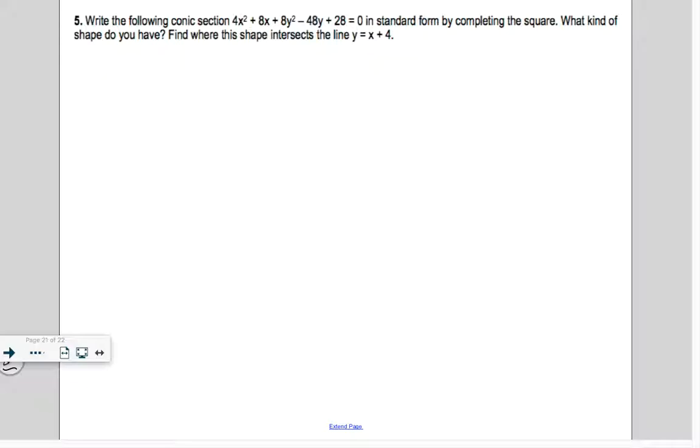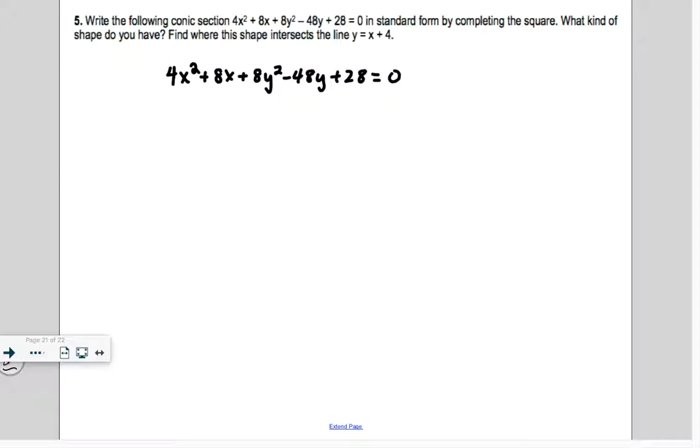So, write the following conic section in standard form by completing the square. What kind of shape do we have? We actually have already done this, right? Can we do it again? So we have 4x squared plus 8x plus 8y squared minus 48y plus 28 is equal to 0.